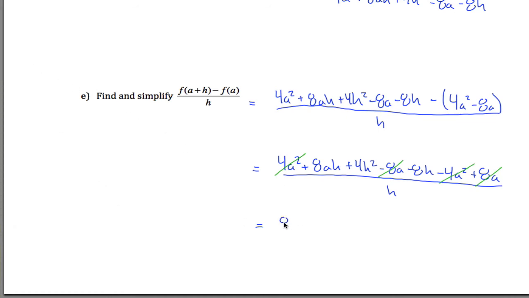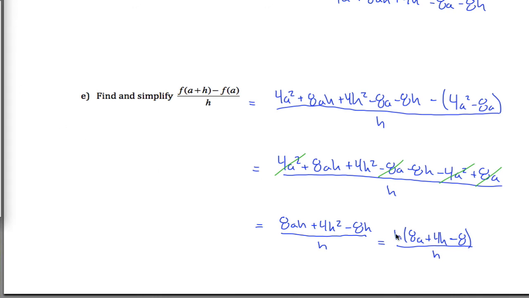So I'm left with 8ah plus 4h squared minus 8h. I think that's it, right? Just those three up top. And I got an h in the denominator. Note that each of these three terms has an h in it. So I can factor out that h. I'll be left with 8a plus 4h minus 8, and cancel it with the h in the denominator, to get my final answer, which I will write right here: 8a plus 4h minus 8.